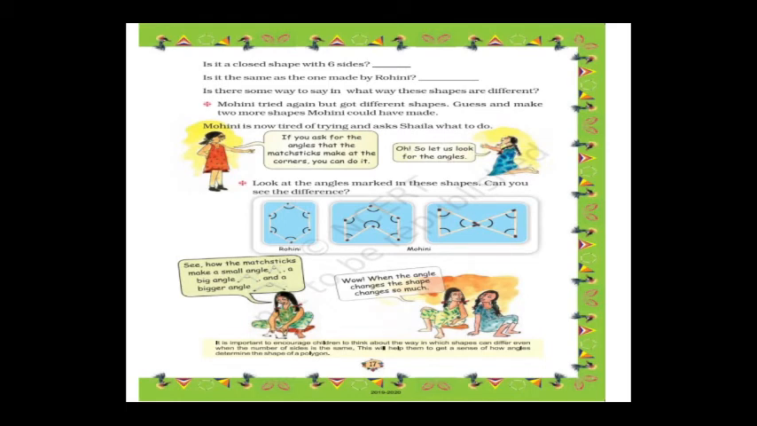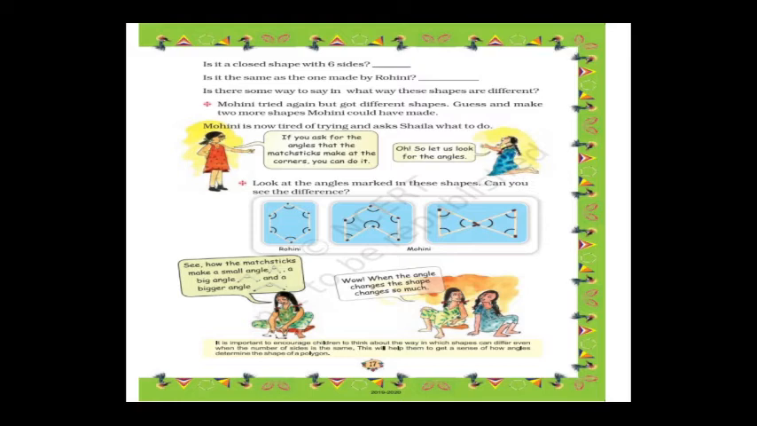Is there some way to say in what way these shapes are different? Yes, Mohini tried again but got different shapes. Guess and make two more shapes Mohini could have made. See what Mohini made. Rohini also arranged the matchsticks differently, so she can make different shapes.